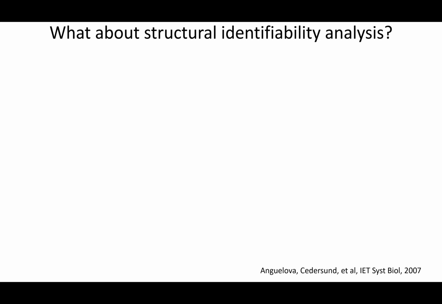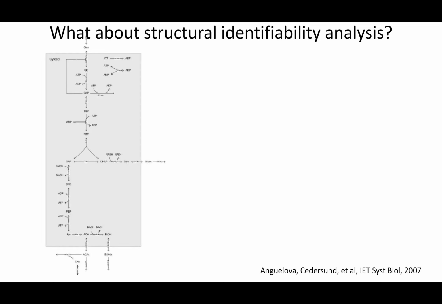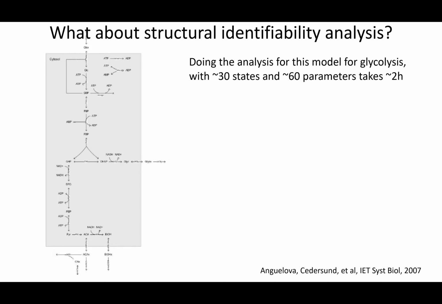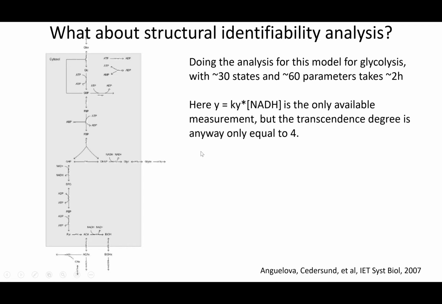One of them is structural identifiability analysis. And I have two examples to illustrate the two types of problems. The first is that if you do structural identifiability analysis of a larger model, so for instance, this is a model for glycolysis where we have 30 states and 60 parameters, you can use modern approaches and solve these type of problems.